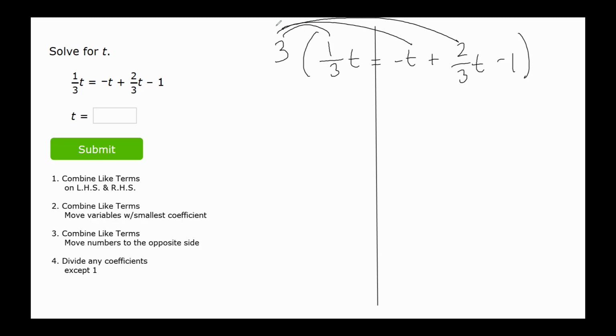So I'm going to multiply each single term by that 3. Remembering that when I multiply a fraction by its denominator, I'm just left with the numerator. So I have 1 times t, or just 1t, equals negative 3t plus 2t minus 3.